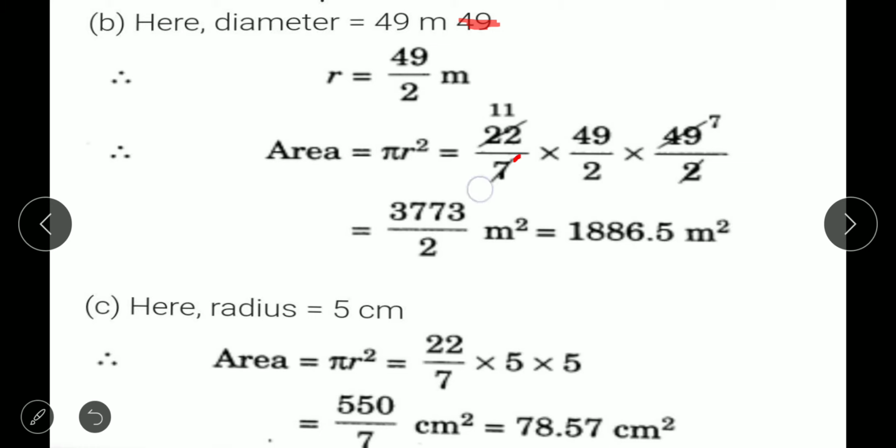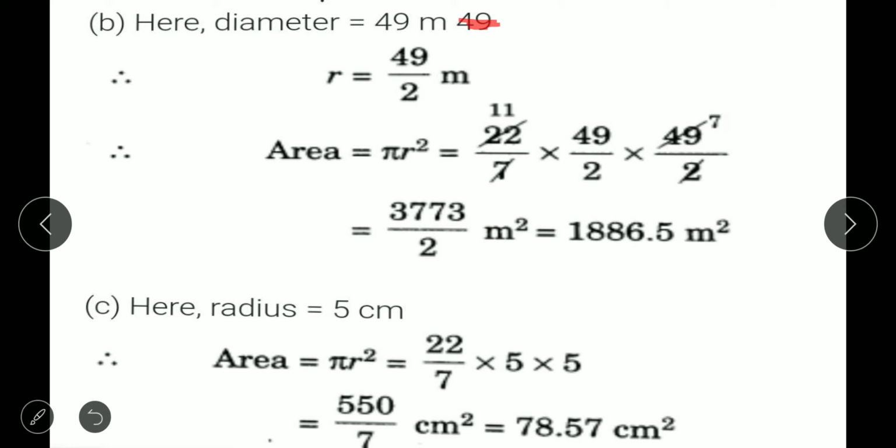So 7 1s are 7, 7 7s are 49. Now 2 1s are 2, 2 1s are 2, 2 11s are 22. And when you multiply 11 into 49 into 7, you will get 3773 upon 2 left in the denominator, and then simply divide it.